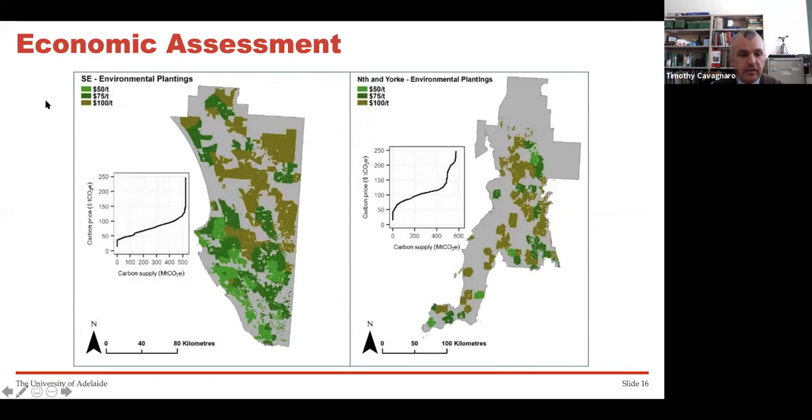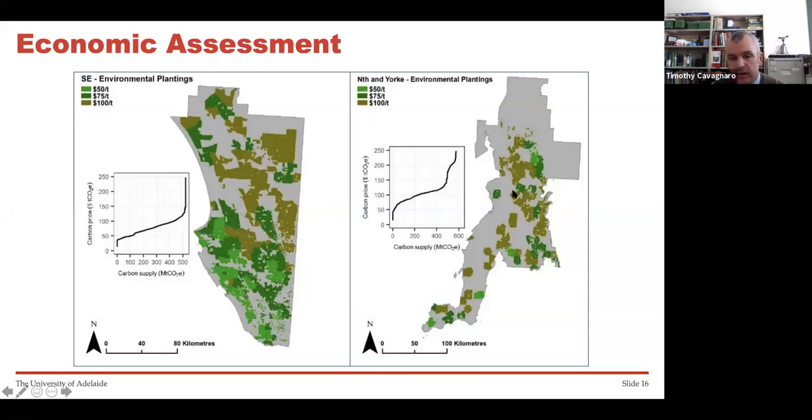So here we've zoomed into the southeast and we're looking at environmental plantings, for example, and these different colours tell you the carbon price that you need to have in order for people to make that shift. So the light green colour is at $50 a tonne. This is where it becomes more viable to undertake the carbon sequestration activities through environmental plantings, whereas up here in this sort of olive green colour, you need a price at about $100 a tonne.